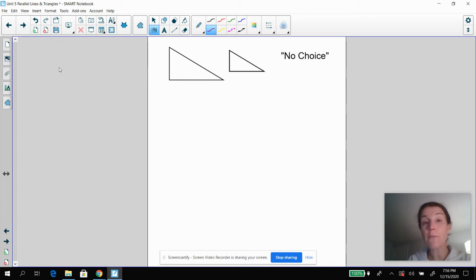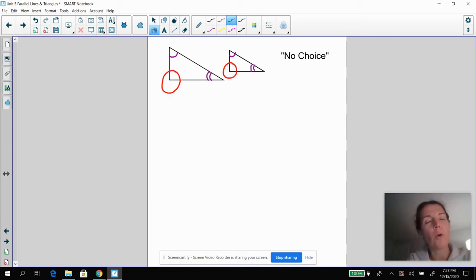We've talked about this before in class. The no choice theorem, remember, tells us if I know that I've got these two angles that are congruent to each other in two triangles, and I know that these two angles are congruent to each other, I have no choice. I know that these two angles have to be congruent to each other.